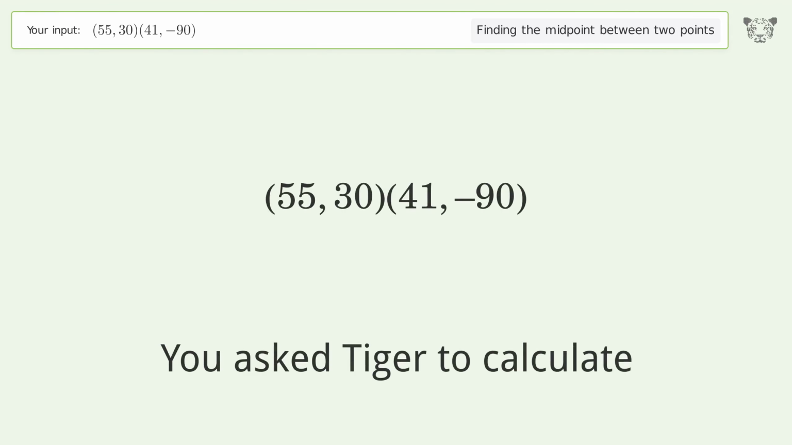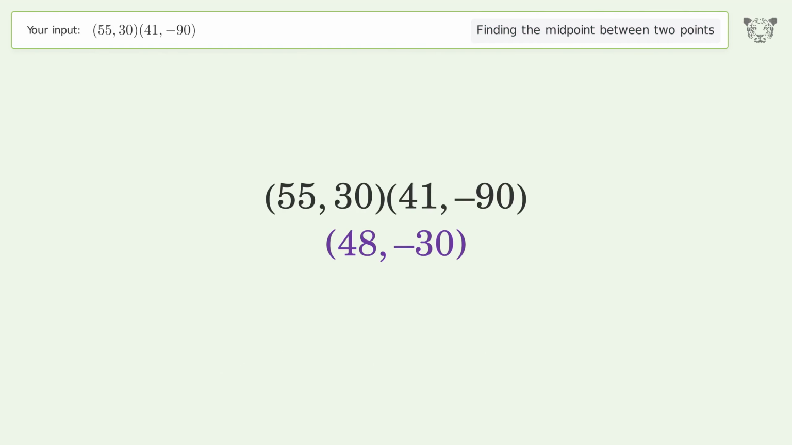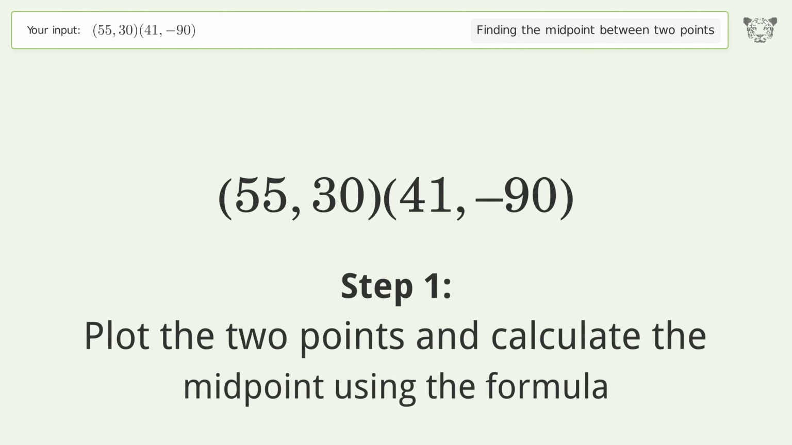You ask Tiger to calculate. This deals with finding the midpoint between 2 points. The midpoint between the 2 points is 48, -30. Let's solve it step by step. Plot the 2 points and calculate the midpoint using the formula.